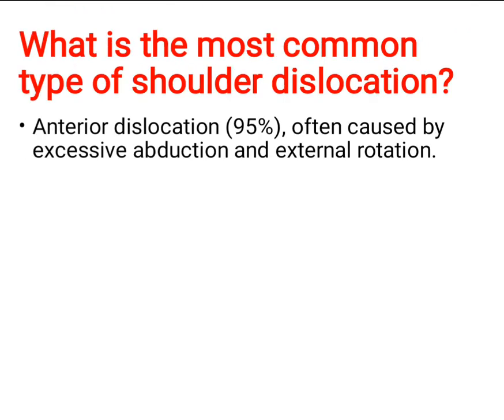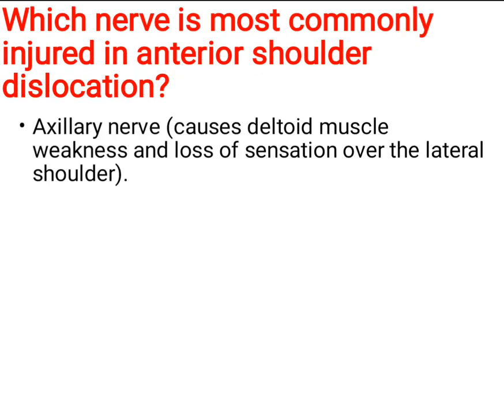Clinical conditions and injuries. 7. What is the most common type of shoulder dislocation? Anterior dislocation, seen in 95%, often caused by excessive abduction and external rotation. 8. Which nerve is most commonly injured in anterior shoulder dislocation? Axillary nerve, causes deltoid muscle weakness and loss of sensation over the lateral shoulder.